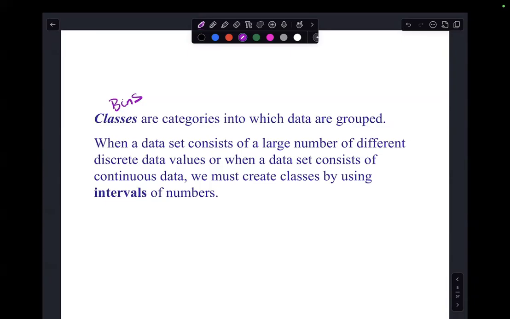So when we have either a large number of different discrete values, or if we have continuous data, we have to create classes with intervals of numbers. I'm going to have an example here in a minute. So we use intervals of numbers so that multiple numbers are represented by one of the bars in our histogram. As it says, a large number of different discrete data values, or continuous data.